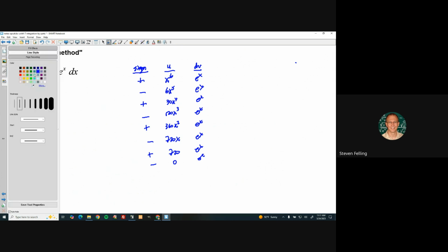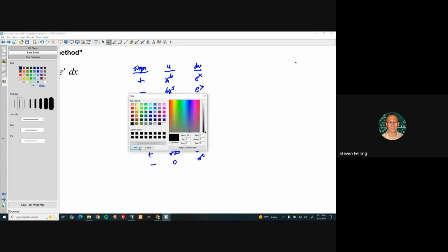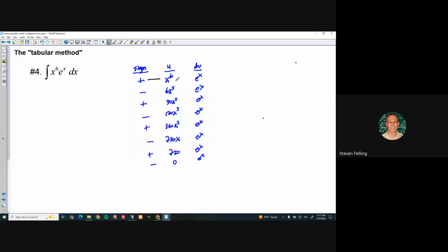So then we can just go straight to the answer. The first term is going to be that sign with those two multiplied. So we're going to have a positive x to the 6th e to the x. Then we're going to have a negative 6x to the 5th e to the x, a positive 30x to the 4th e to the x, a negative 120x cubed e to the x, a positive 360x squared e to the x.